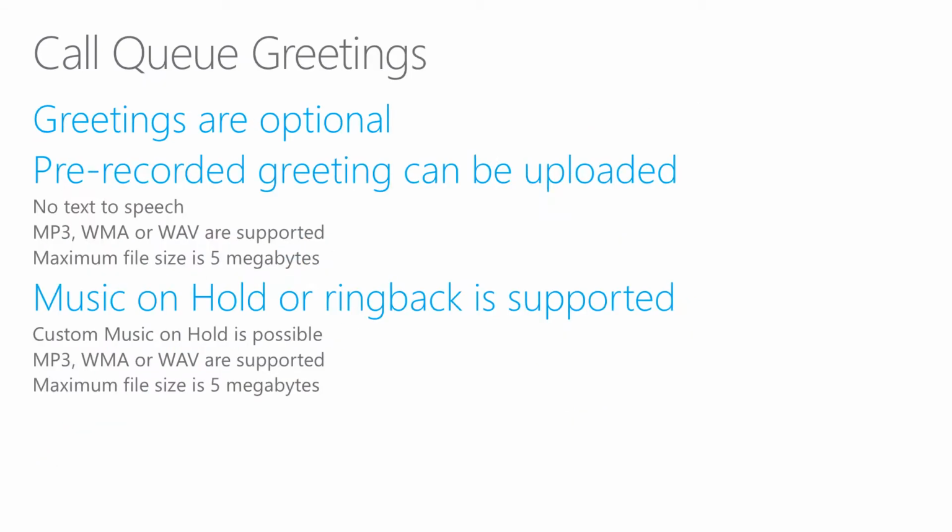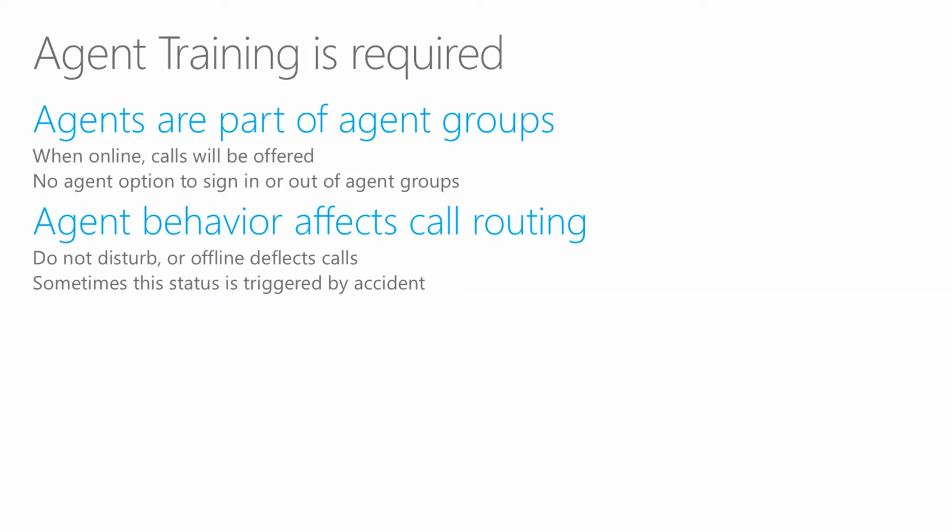The greeting for a call queue is optional. A pre-recorded greeting can be uploaded. There's no text to speech, so you can use MP3, WMA, or WAV. Maximum file size is 5 MB. You can use music on hold or just a ringback tone while people are waiting. You can use custom music on hold or the default, in MP3, WMA, or WAV. Maximum size is 5 MB. And please make sure that the music is either properly licensed or copyright free.